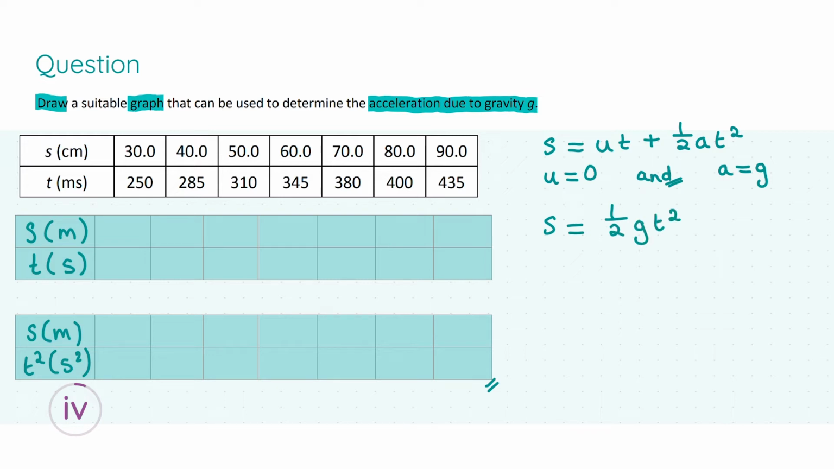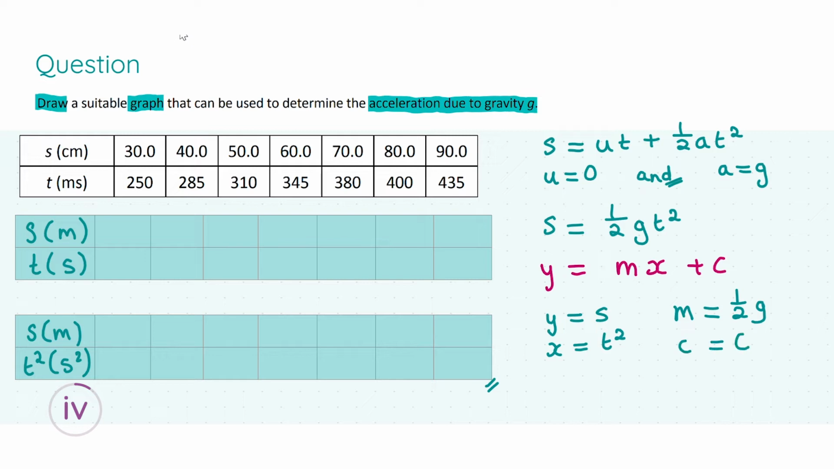And this is also in the form of an equation of a line. We know that the equation of a line can take the form y is equal to mx plus c, with m being the slope and c being the y-intercept. So here y can be read as s and our x values can be read as t squared, but our slope for the graph is equal to half times g, and the y-intercept is equal to 0. So if we find the slope of the best fit line of the graph, we can calculate g, and we know for a fact that this line goes through the origin because its y-intercept is 0.